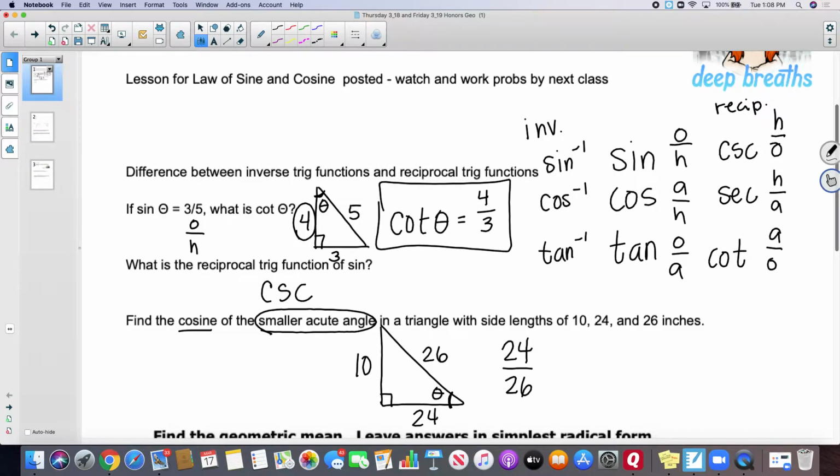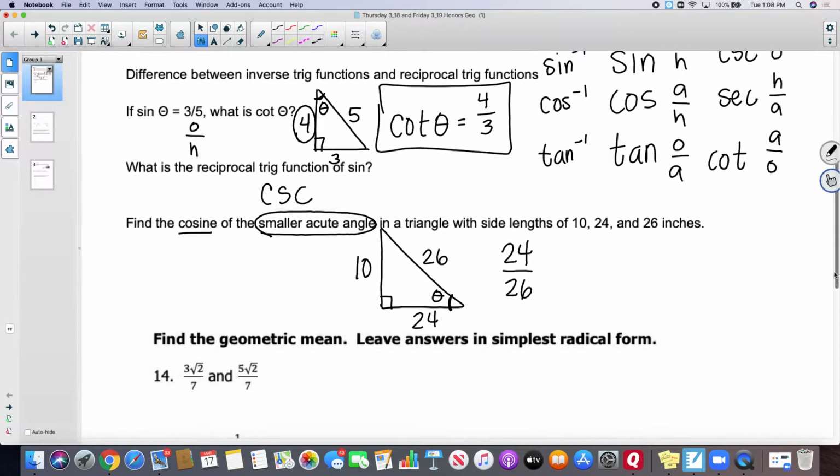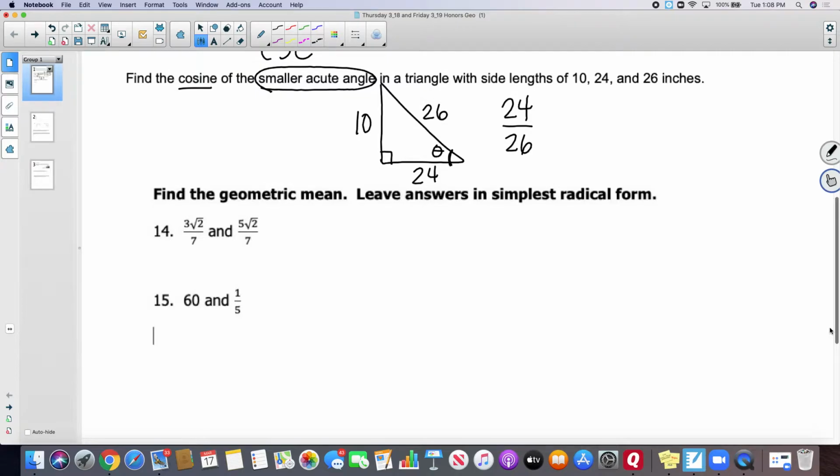Okay, so those were 3 easy questions. I think maybe you just forgot to go back to look at those types of problems for the first day. All right, the next thing I want to talk about was these geometric mean questions.